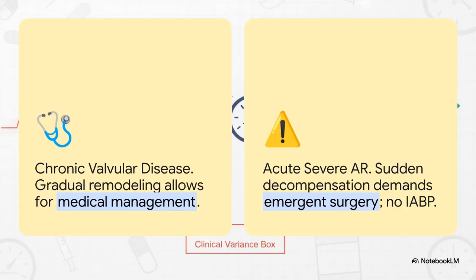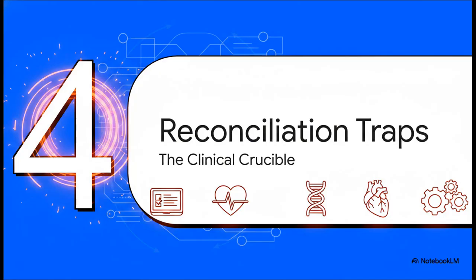It's pretty clear how the timeline of the mechanical failure completely dictates your intervention. With chronic valvular disease, that gradual remodeling allows for medical management, diuretics, and a planned valve replacement. But the sudden decompensation of massive backflow from a dissection, that demands aggressive IV afterload reduction and emergent surgery, with an IABP explicitly forbidden. Finally, let's look at Module 4, Clinical Reconciliation Traps.